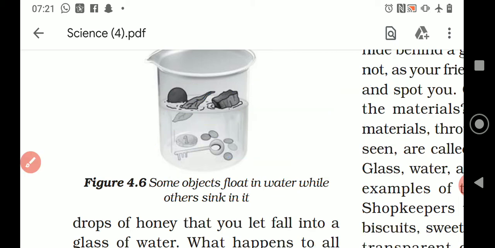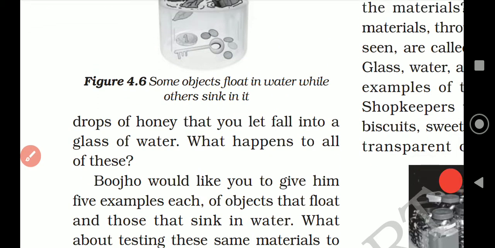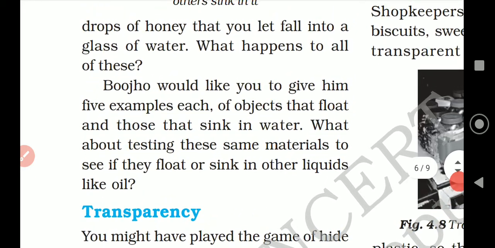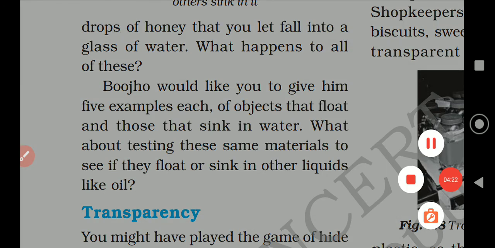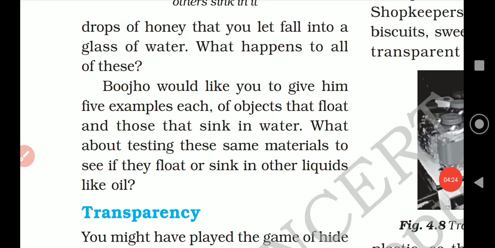Moving ahead, children, what happens to all of these? Bujo would like you to give him 5 examples each of objects that float and those that sink in water. What about testing these same materials to see if they float or sink in other liquids like oil? Okay, so you can check with some other liquid also. So here we are done with the floating part, children. We'll move to the next property called transparency.